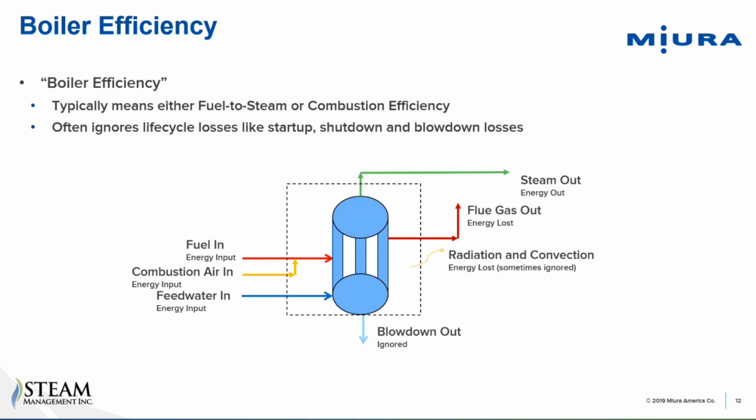So, kind of visualizing a couple of these. What does boiler efficiency mean? Typically it's either fuel to steam or combustion efficiency when someone says boiler efficiency. It's usually ignoring life cycle losses, so startup, shutdown, and blowdown losses. Maybe you're including blowdown, maybe not, and maybe you're including radiation and convection, depending on whether it's combustion or fuel to steam. But you're really just looking at that boiler efficiency at a brief period of time.